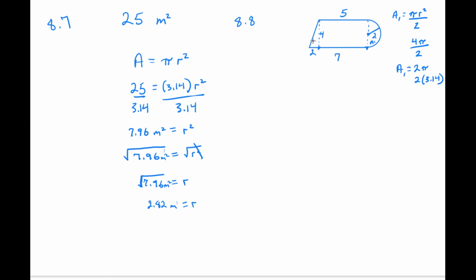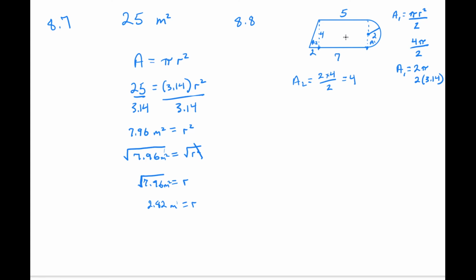So area, we'll call this area 2, right? Area 2 is a triangle, so it is 2 times 4 divided by 2. Okay, well 2 times 4 is 8. 8 divided by 2 is 4. So that's the area of area 2.